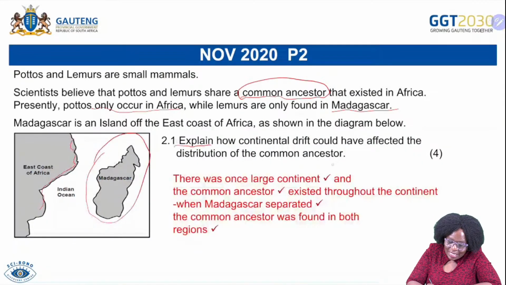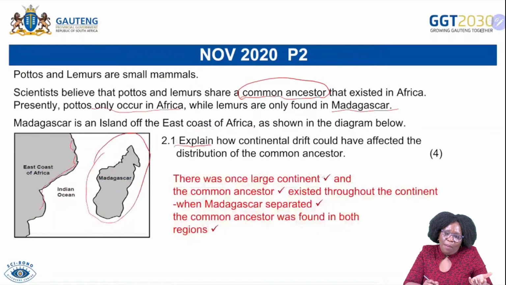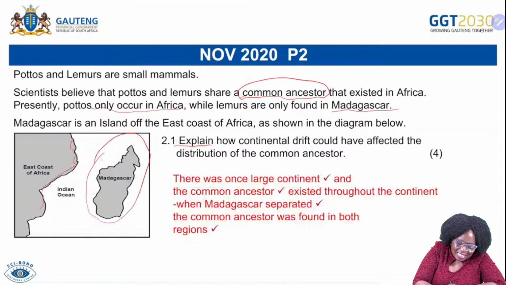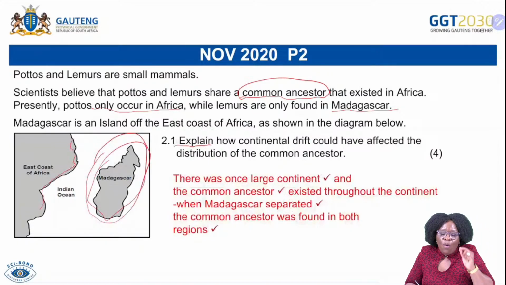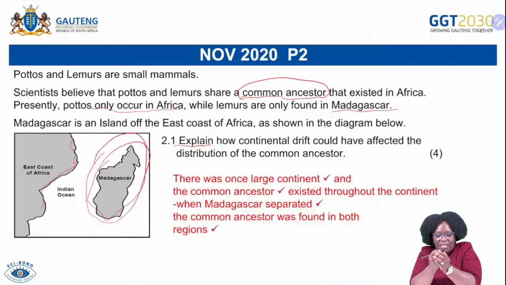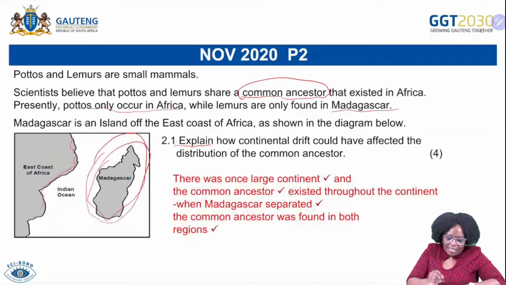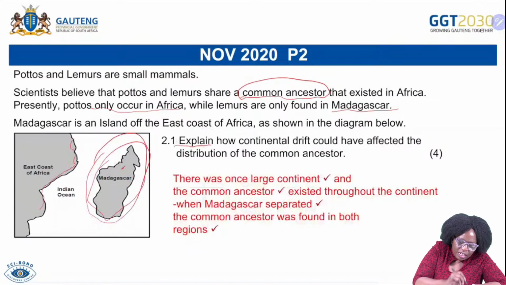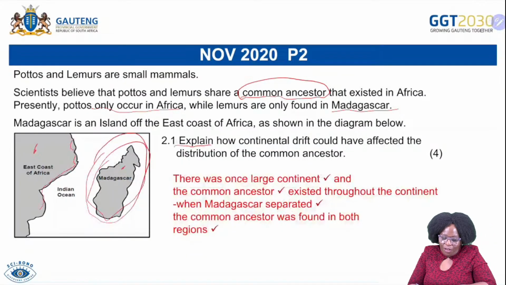So there was once a large continent, yes, we know about Pangaea, and the common ancestor existed throughout that continent. So the common ancestor was existing in Pangaea. Right, and when Madagascar separated, you see Madagascar is now separated due to continental drift. The common ancestor was found in both regions. So whatever existed in one piece. Now when the splitting took place, some of the common ancestors were found here and some were left on the east coast of Africa. That is our explanation.